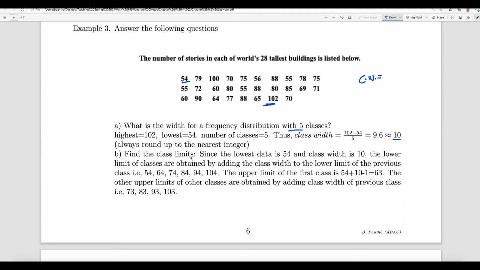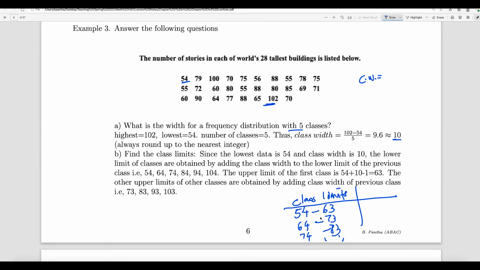Next, find the class limits. To find the class limits, we first pick the first class. The lower limit of the first class is the smallest value, that is 54. All the data are integers or whole numbers, they do not have decimals, right? So the upper limit of the first class will be 54 plus the class width of 10, which is 64, minus 1, which is 63. Now to find all the other limits, you add the class width of 10. So the lower limits are 64, 74, and so on. The upper limits are 73, 83, and so on.